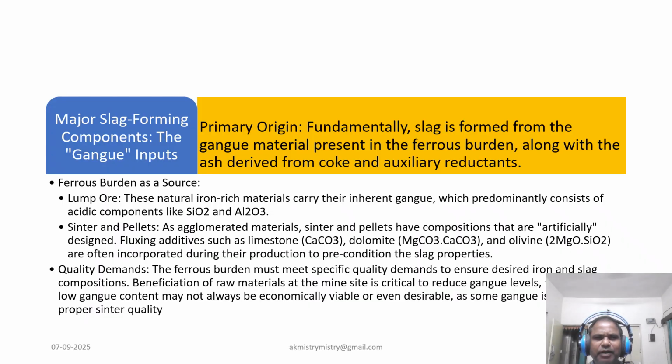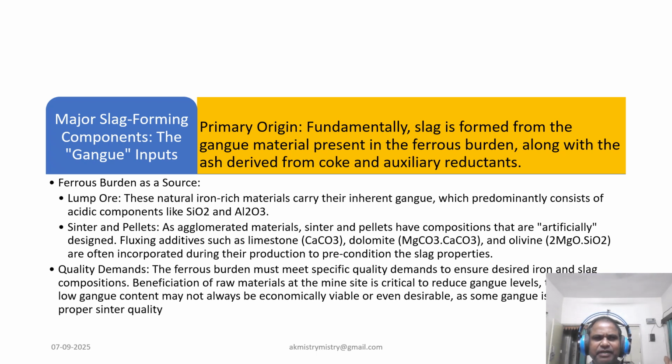Now coming to our next slide, which is all about the major slag forming components. This is basically the gangue inputs. So beyond the ferrous burden, significant slag components arise from the fuels we use. As coke is gasified, its ash, primarily consisting of acidic silica and alumina, blends into forming the slag.